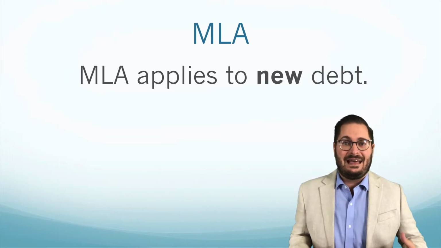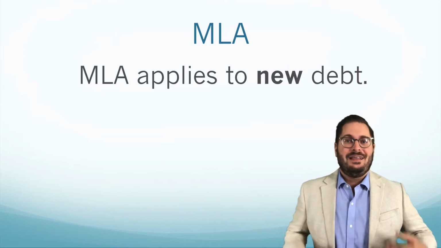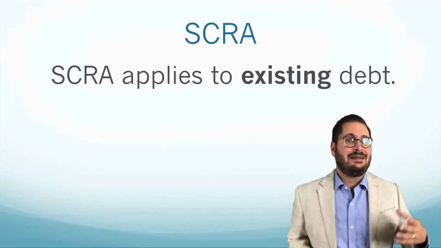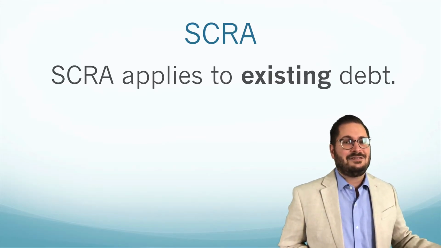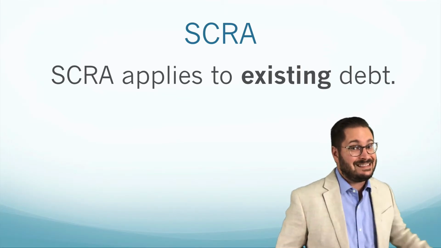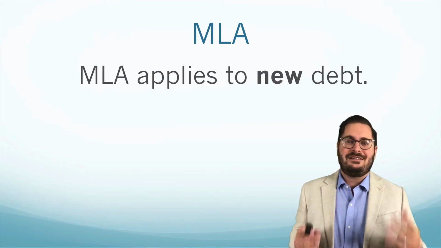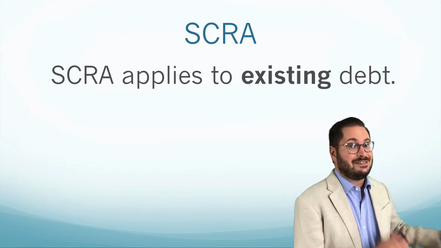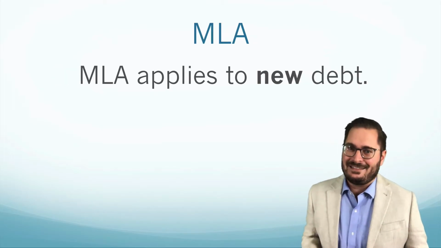MLA applies to new debt. They know they're active duty. So new debt that they're taking out while they know that they are active duty. So SCRA does not apply if they're taking out new debt while they're already active duty because it only applies to existing debt, but the MLA applies to new debt. It does not apply to old debt. So those are the differences. SCRA applies to existing debt. MLA applies to new debt.